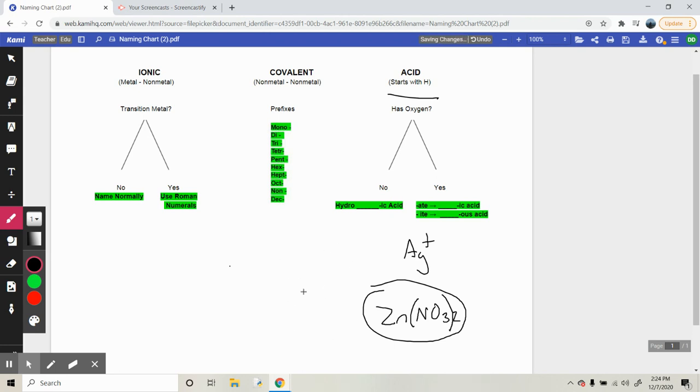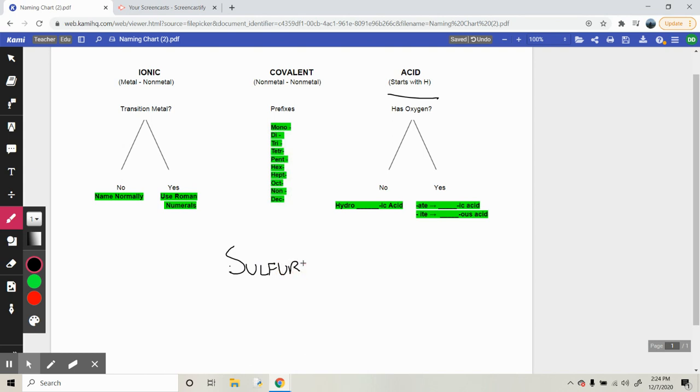Let's go ahead and look at sulfurous acid. Hey, see our friend acid here? We know it's got to be one of these guys that starts with an H. There's no hydro in it, so it's not just a singular atom. It's got sulfurous, so that means it's got to be some sort of polyatomic ion. Sulfurous must have come from sulfite. Sulfite is SO3 2-.